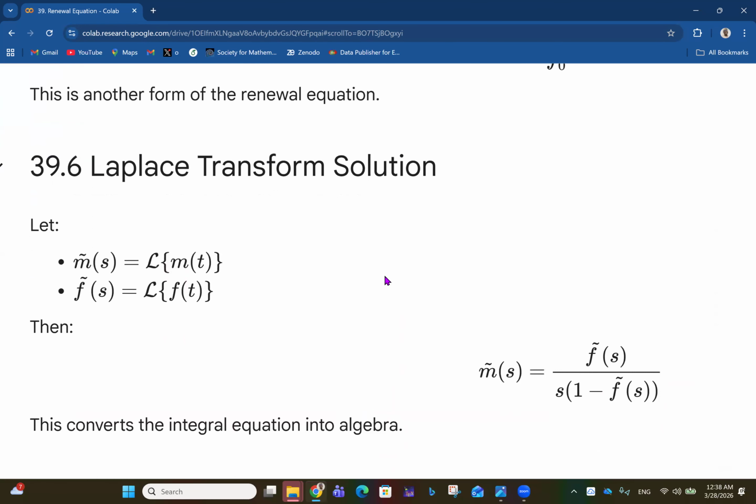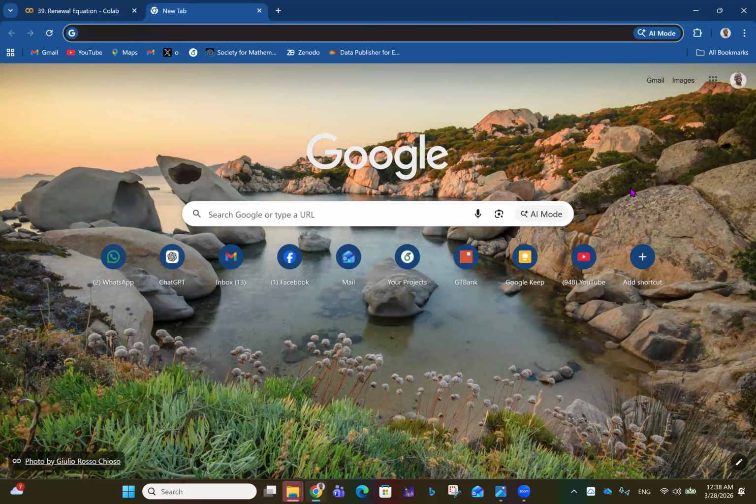Then we talk about the Laplace transform solution. We can actually solve for the renewal function m of t using the Laplace transform. In case you don't know so much about the Laplace transform, you can check my channel. I have a whole playlist on Laplace transforms.